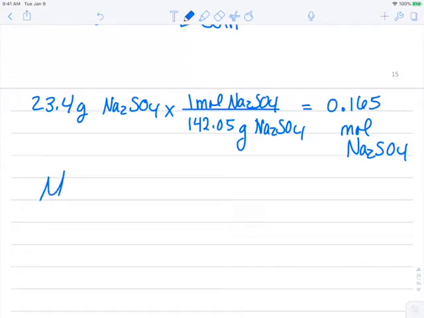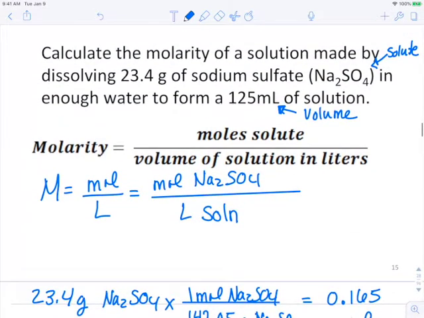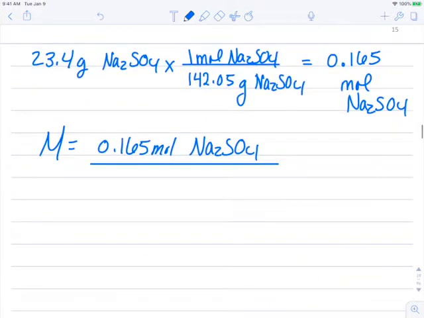All right, so next up we're going to plug into our molarity equation. 0.165 moles of our sodium sulfate. All right, and it is 125 milliliters. What is that in liters? 0.125. Does anyone want to see me convert the milliliters to liters? Yes, no? Okay. So what is your molarity? 1.32. All right, so I'm hearing 1.32. Did everybody get something similar?